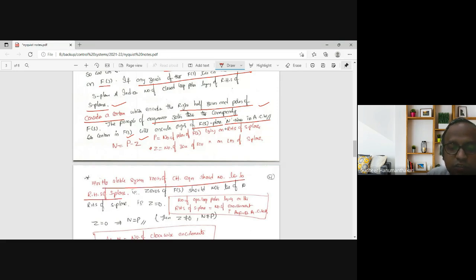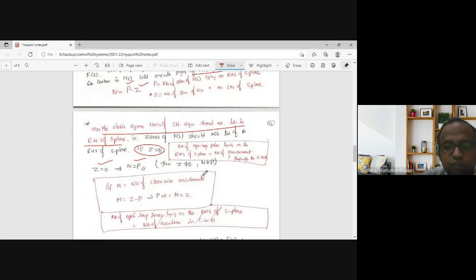Zeros of F(s) should not lie on the right hand side of the s plane for the system to be stable. So Z = 0, then N = P. So if zeros of F(s) are not lying on the right hand side of the s plane, the number of open loop poles lying on the right hand side of the s plane is equal to the number of encirclements in the anti-clockwise direction. The number of open loop zeros lying on the right hand side of the s plane is equal to the number of encirclements in the clockwise direction.